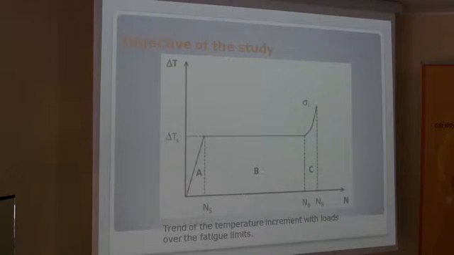There is a first phase, called phase A, in which there is an increase of temperature. The second one, very long, the most part of the life of the specimen, is at almost constant temperature. Normally it is called stabilization temperature. And then there is the third one that is related to the crack, and is very rapid, with a very high increase of temperature.